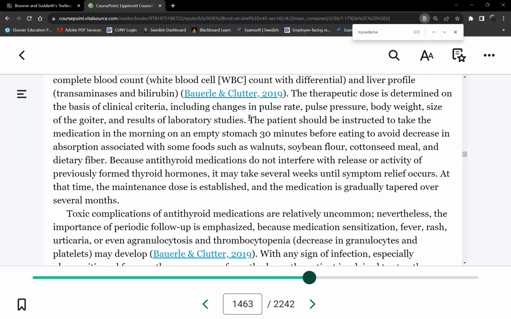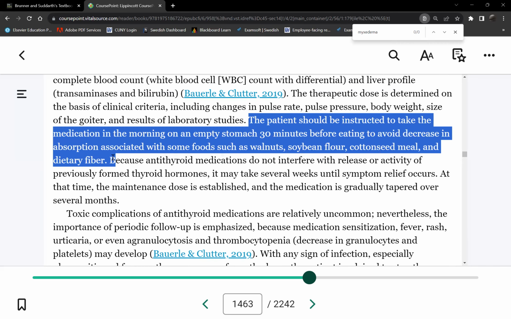Here are some precautions about dietary intake. The consumption of walnut, soybean flour, cottonseed meal, and dietary fiber can decrease absorption of either drug.